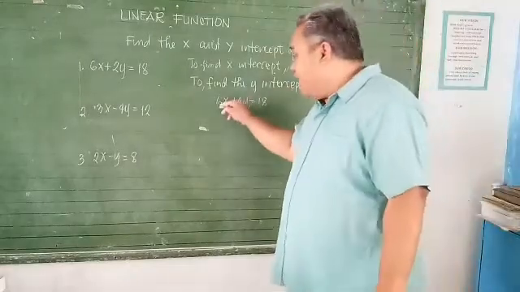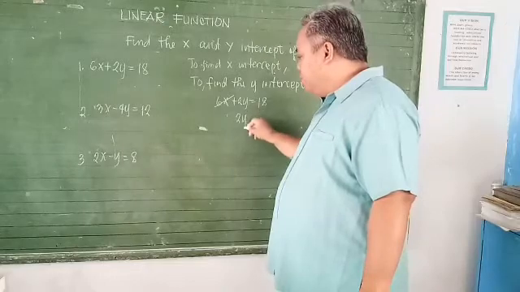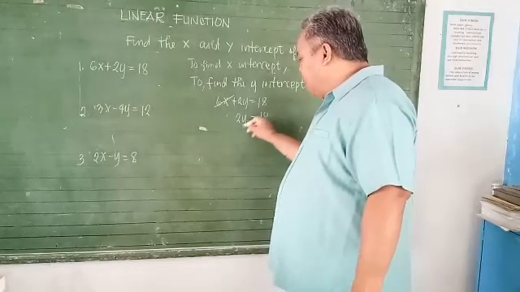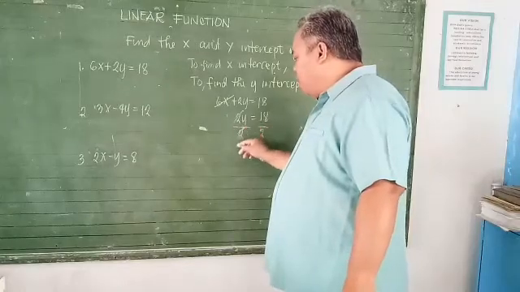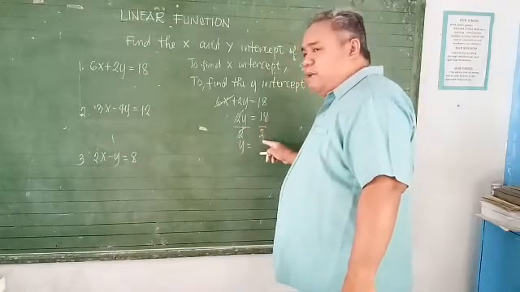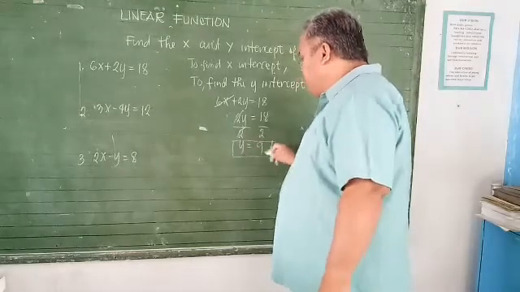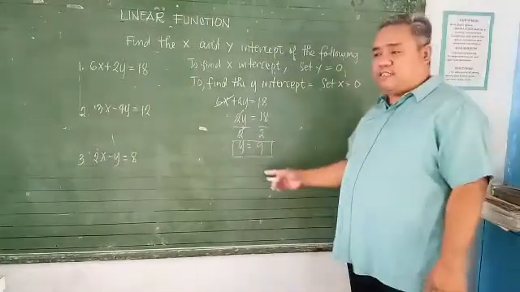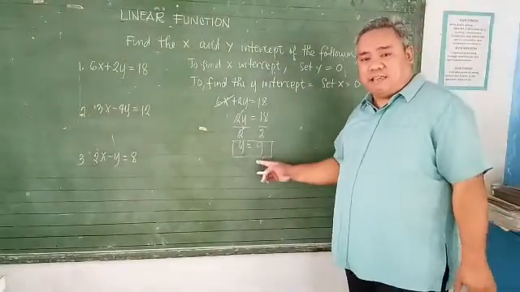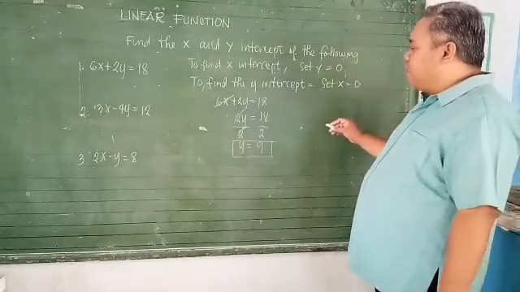Ang ginagawa ng iba, pinag-cancel na lang yan. You cancel this one. So ano ang makikita? That is 2y is equals to 18. And then divide both sides by the common coefficient of y. Cancel mo yan. So y is equals to 18 divided by 2, that's 9. So ibig sabihin, the y-intercept of this equation is 9. It means also that the line will touch the y-axis at positive 9. So upper part yan.